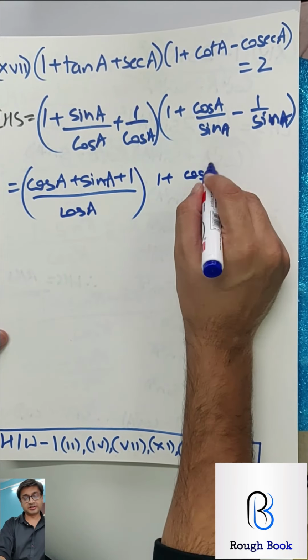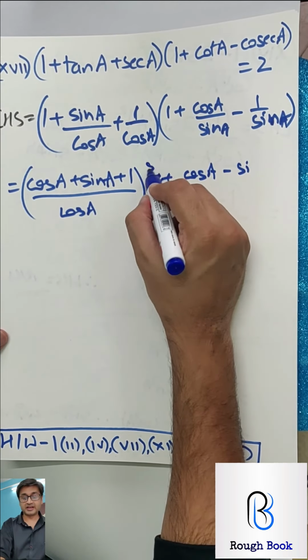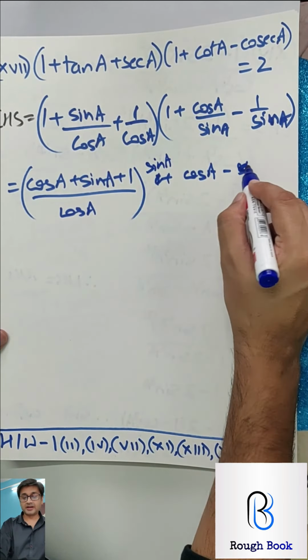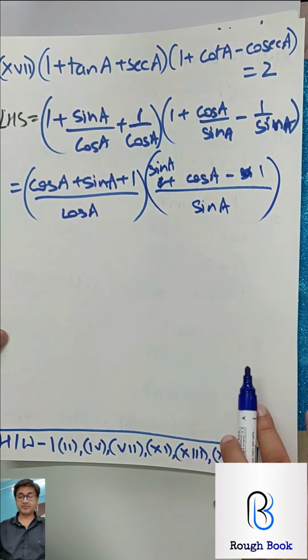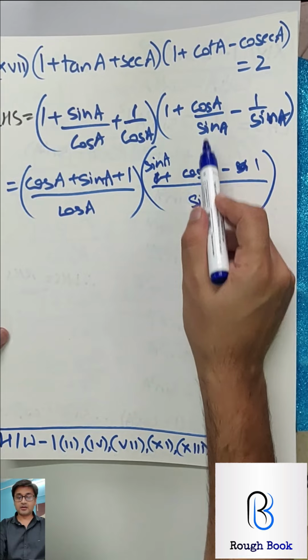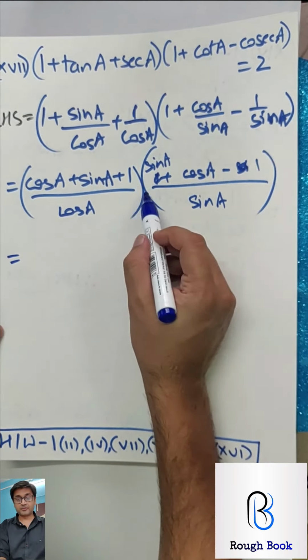Likewise 1 plus cos A minus 1. No, this is going to be sine A after the LCM. Minus 1 upon sine A. I messed this up. I'm so sorry. LCM when you take, this is going to be sine A plus cos A minus 1. Okay. So now denominators, you are multiplying them.